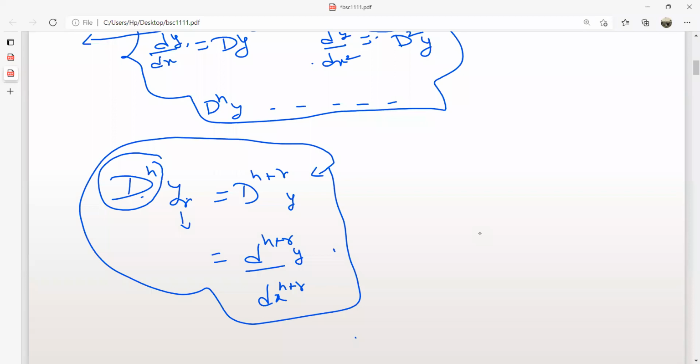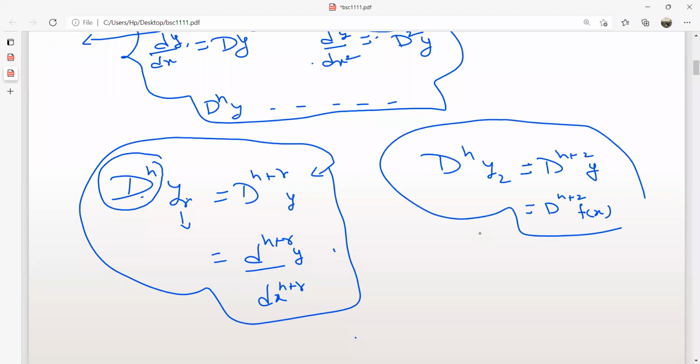Suppose you are given D to the power n of y2. y2 means two times derivative. So we write D to the power n plus 2 of y, where y means the f(x) function. So it is the derivative of this f(x) function n plus 2 times. So these are the notations.